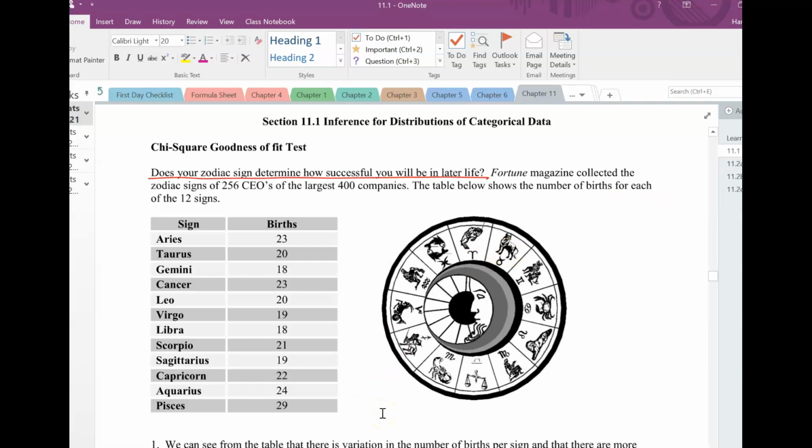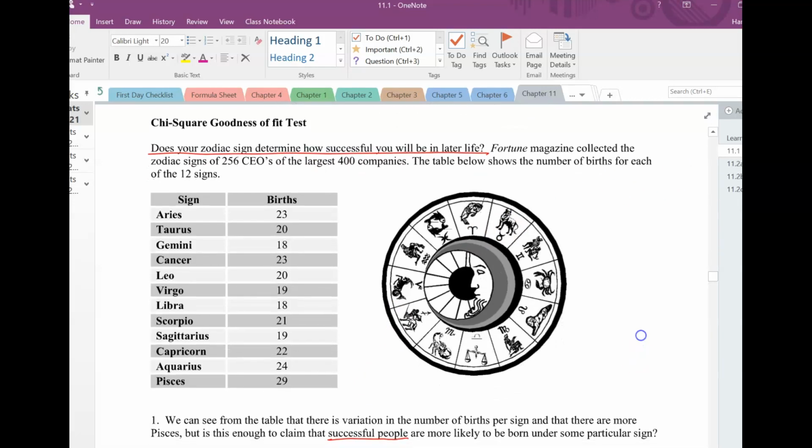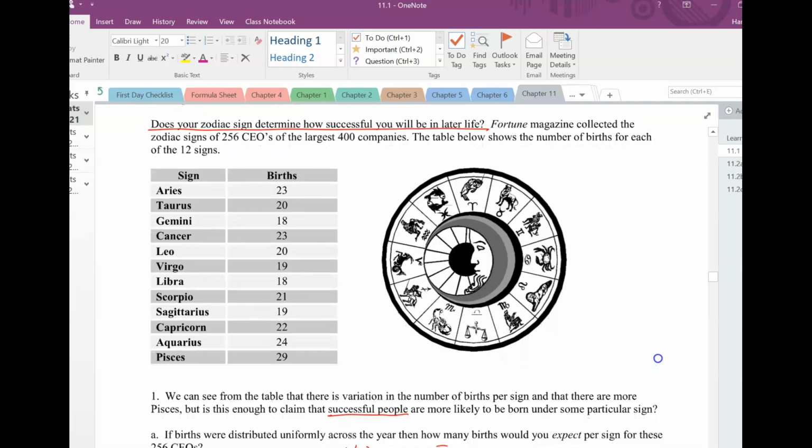Now, this is a whole distribution of categorical data. So we're not analyzing one proportion. We're not analyzing the average of data collected. We're looking at a distribution of data over many categories. You can see from the table there's variation in the number of births per sign and that there are more Pisces. But is this enough to claim that successful people are more likely to be born under a particular sign?